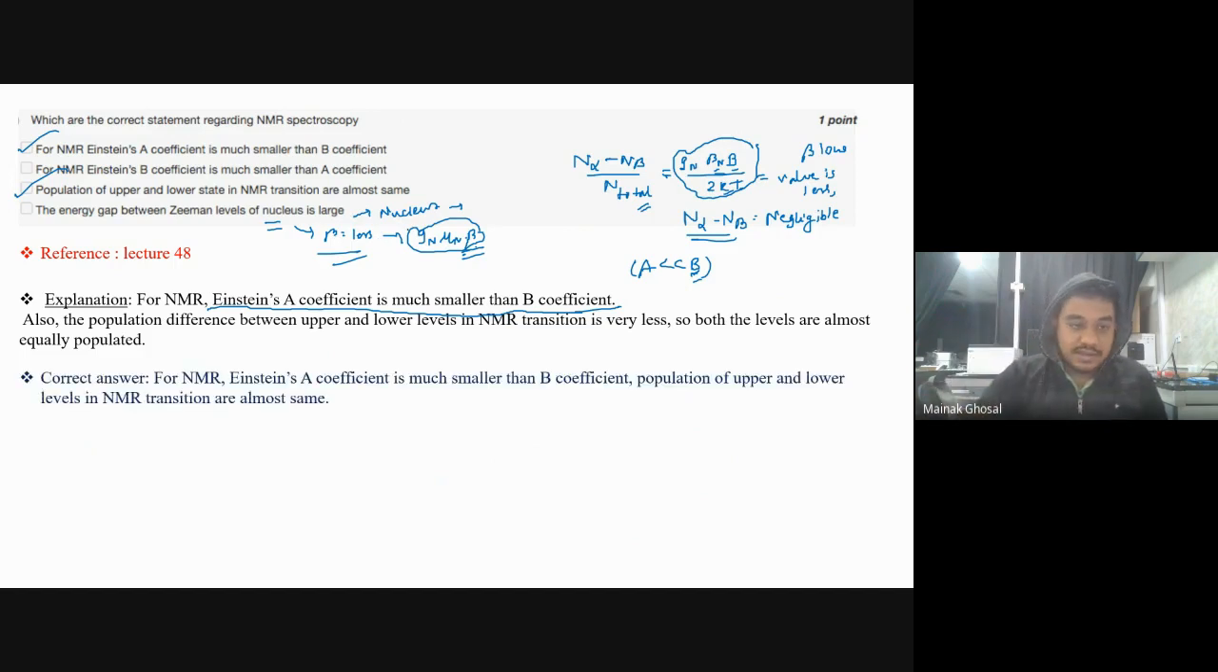So the answer is that for NMR, Einstein's A coefficient is very much less than Einstein's B coefficient, and also the population of upper and lower levels in NMR is almost the same. Okay. So this is regarding the questions of this week. I have discussed all the questions and how I solved them. I think you should be able to understand it.